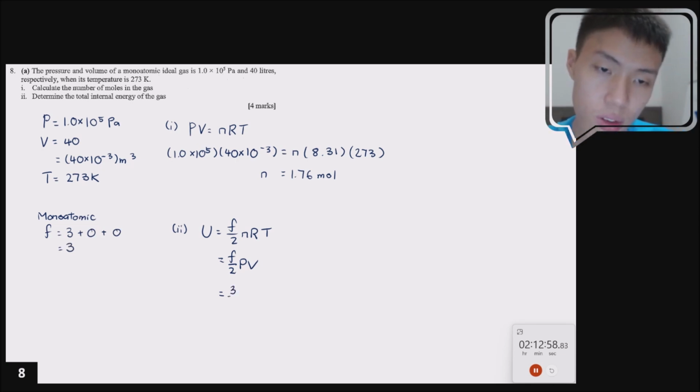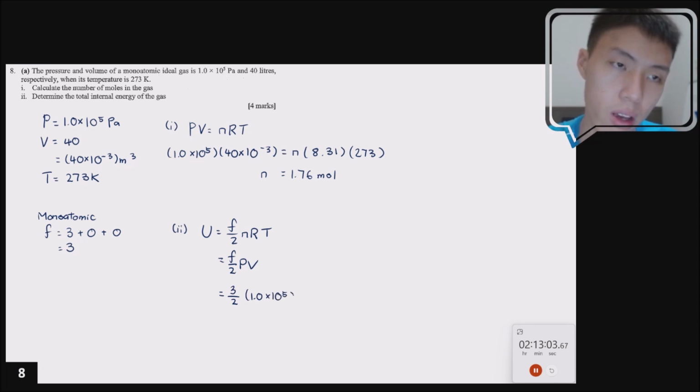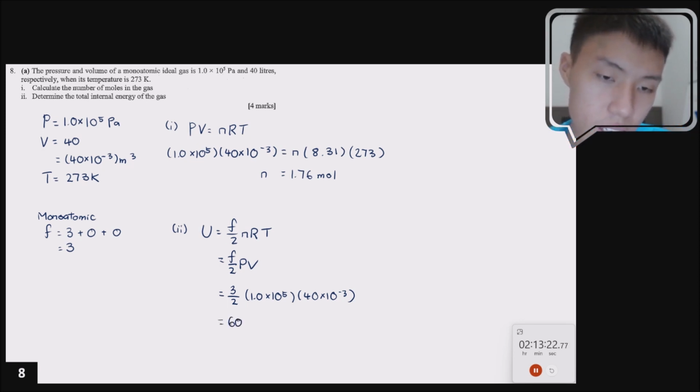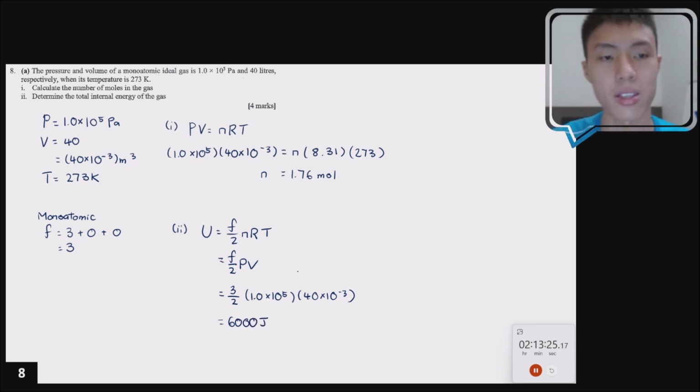Okay, so 3 over 2, the pressure is 1.0 times 10 to the power of 5. The volume is 40 times 10 to the power of negative 3. So what I need to do now, 3 over 2 times 1.0 times 10 to the power of 5 times 40. 6,000. So that's 6,000 joule for your internal energy. Okay, this one very straightforward. It's just application of formula. There's nothing much to discuss. There's no scenario here.